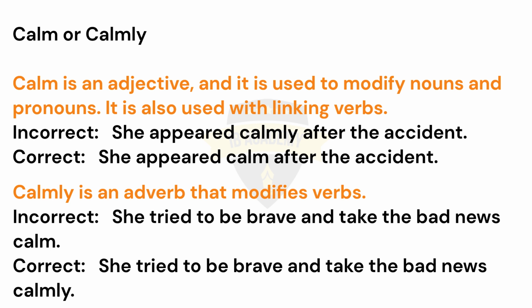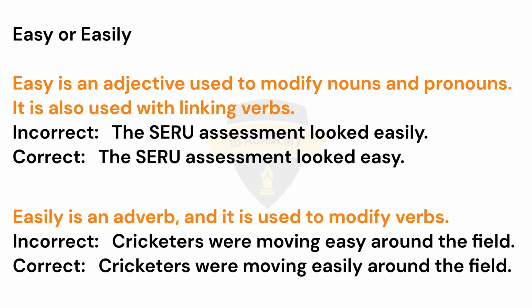Calmly is an adverb that modifies verbs. Incorrect: He tried to be brave and take the bad news calm. Correct: He tried to be brave and take the bad news calmly. Easy or easily. Easy is an adjective used to modify nouns and pronouns. It is also used with linking verbs. Incorrect: The SERU assessment looked easily. Correct: The SERU assessment looked easy.